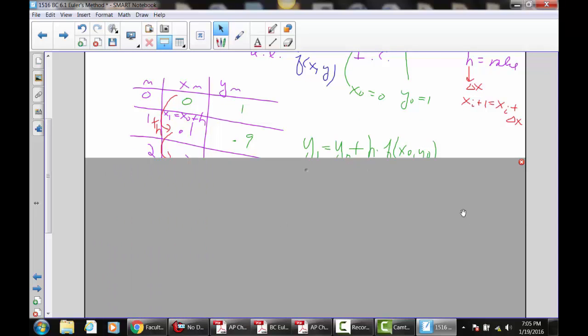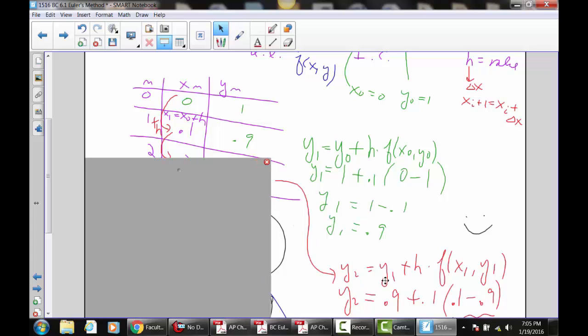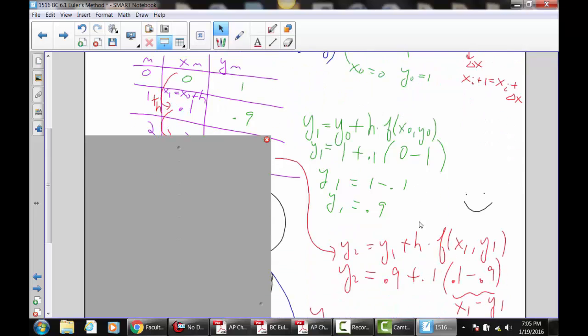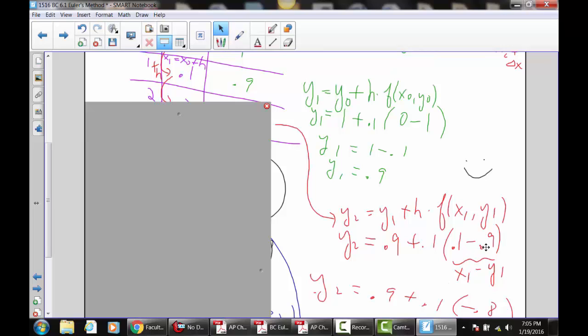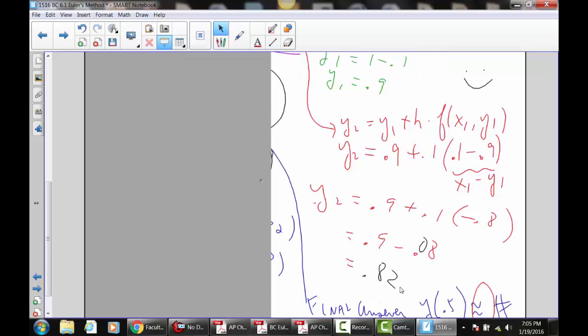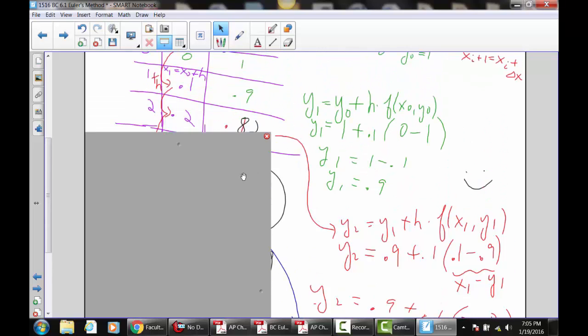So now we're going to find y2. y2 will be y1 plus h times f of x1, y1. Well, y1 is 0.9. Our h is that constant up here. Our h is 0.1. And then f of x1, y1. Well, x1 is 0.1 and y1 is 0.9. Remember, our f of x, y here is x minus y. So that's going to be 0.1 minus 0.9, which is negative 0.8. Multiply that by positive 0.1. That'll give 0.08. 0.9 minus 0.08 is 0.82. And that'll give me this number.